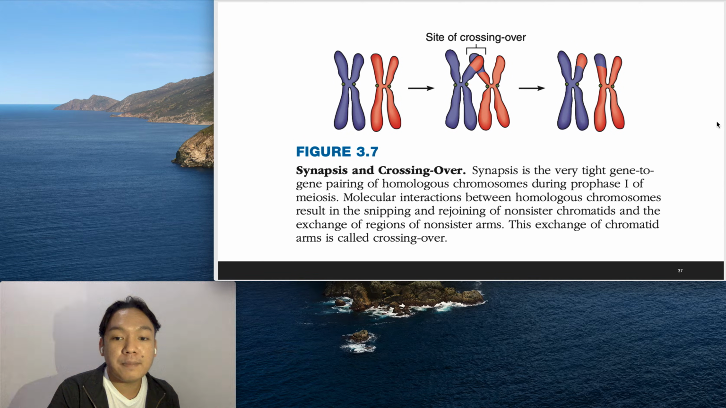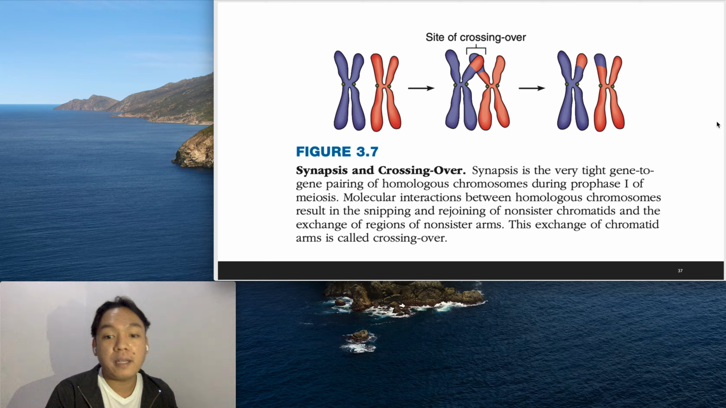So this is your synapsis and the crossing over. It's a very tight gene-to-gene pairing of the homologous chromosomes during the prophase one of your meiosis.